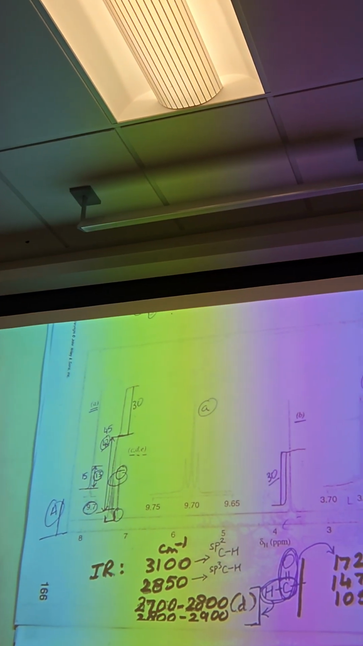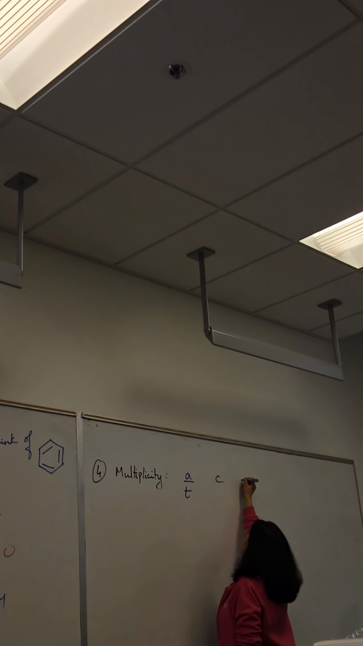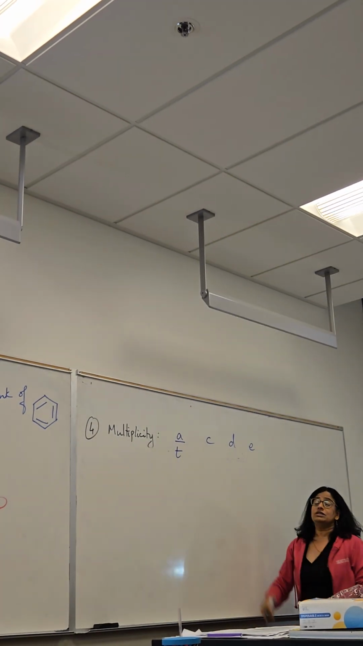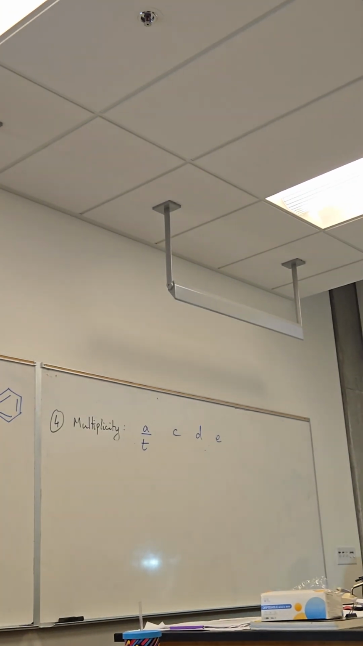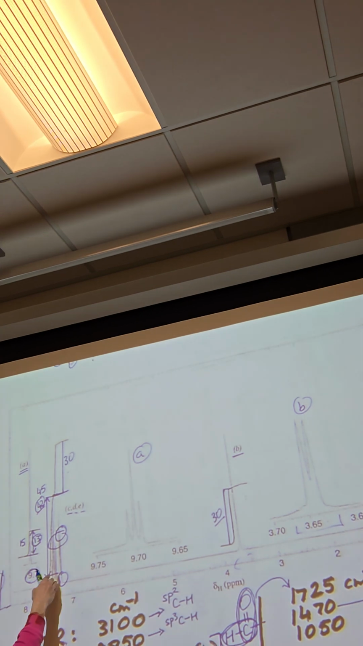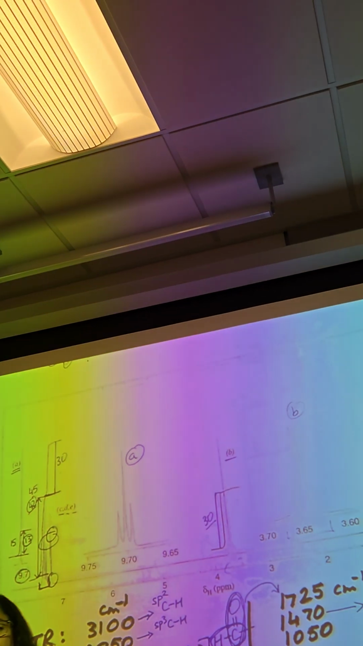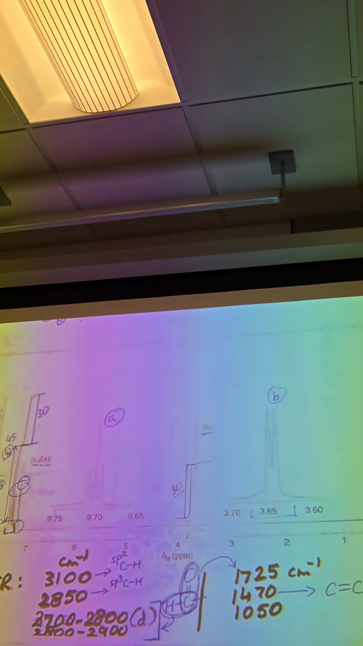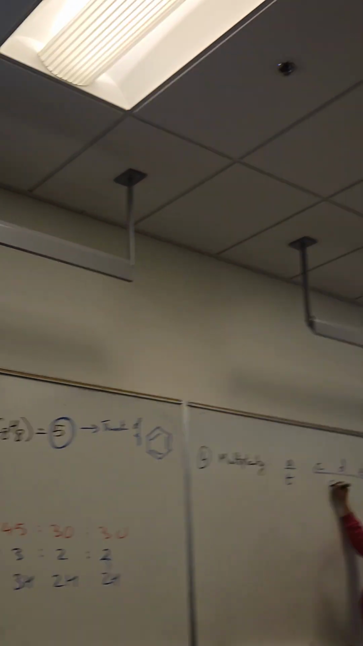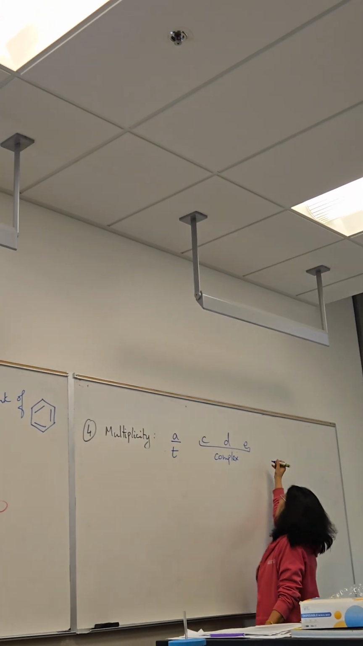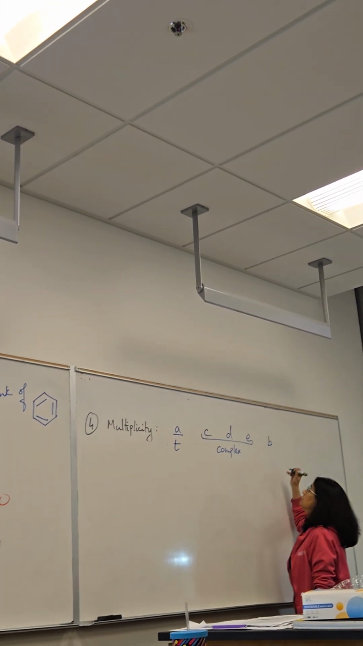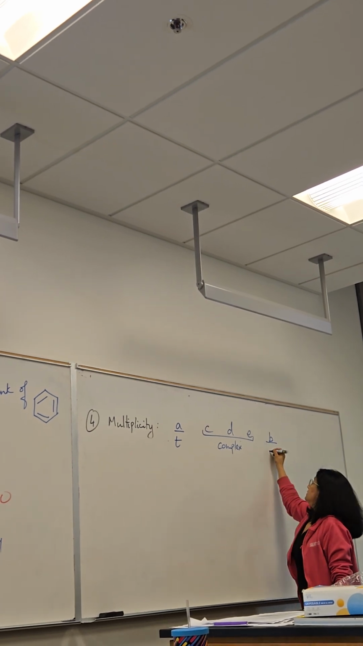Okay, what about C and D and E? Can you tell? It's pretty complex, isn't it? It's a bunch of different lines split, very hard to tell. Because it's very complex, we're not able to very clearly make out what the multiplicities of these are. And then what about B? What is that? That's a doublet.